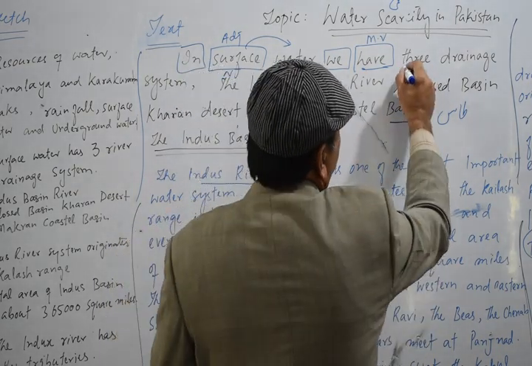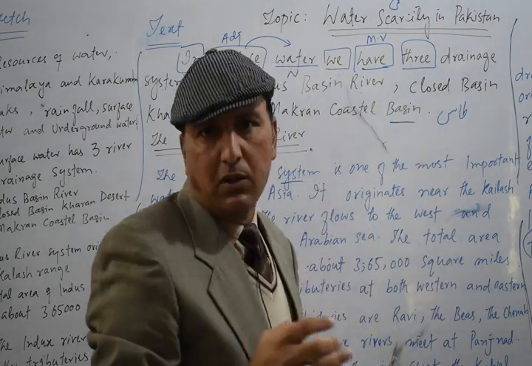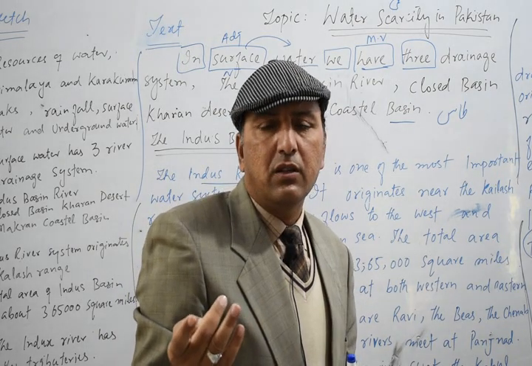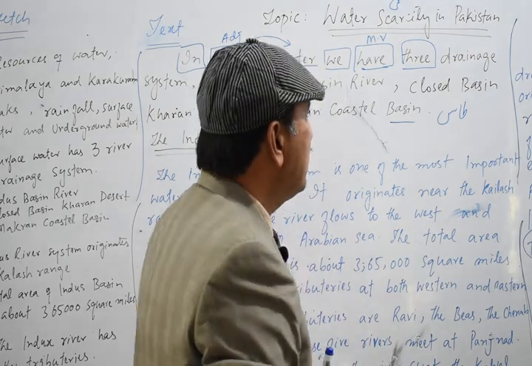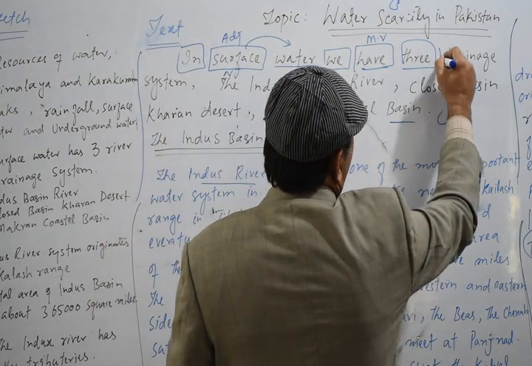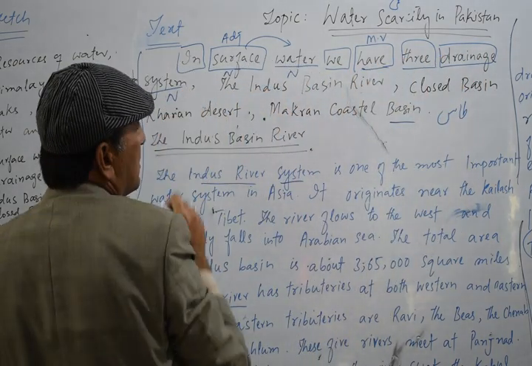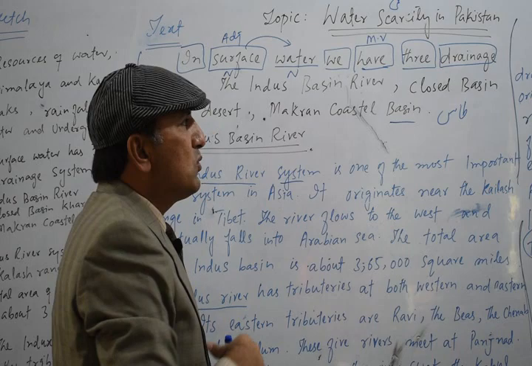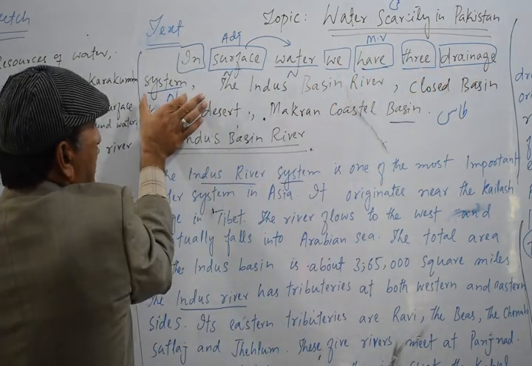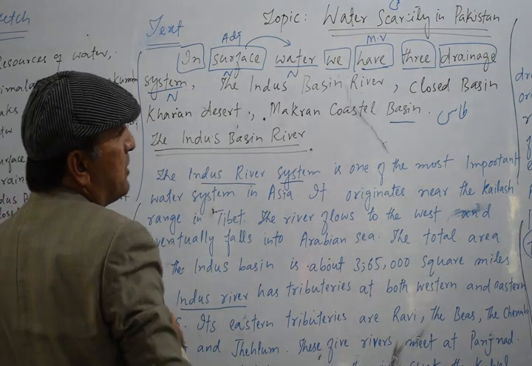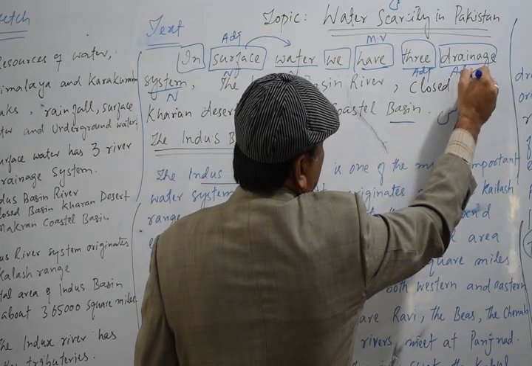We have three drainage systems. So three is basically an adjective of number: 1, 2, 3. These are adjectives used for number, so we call it an adjective of number. The next we have drainage. Drainage, like three, tells us about system, and system is a noun. So these two words, three and drainage, modify or tell us about the noun system. So both are working as adjectives.